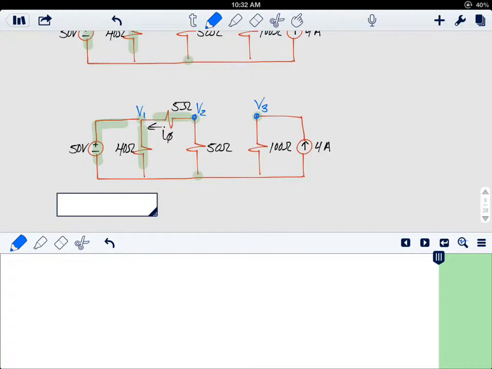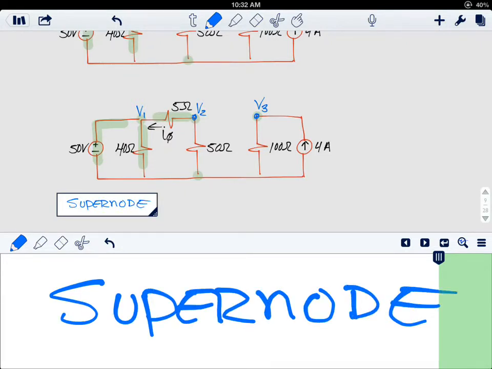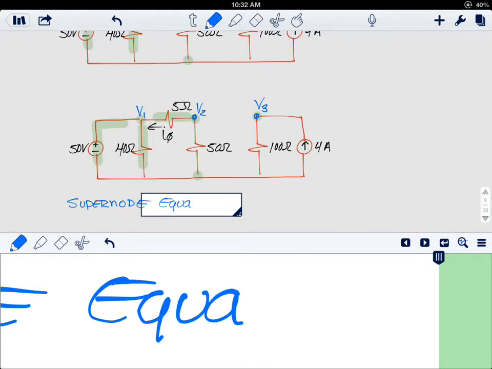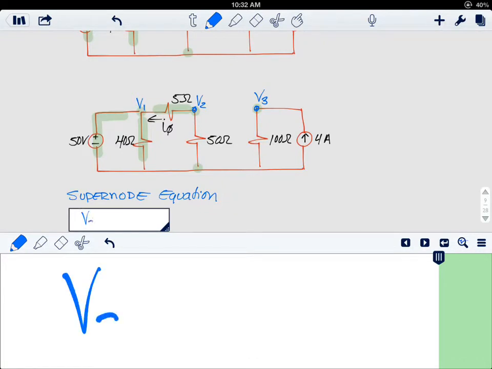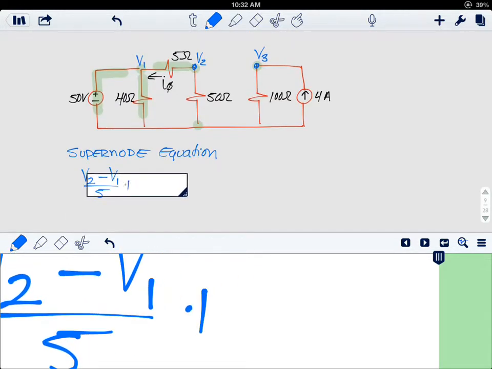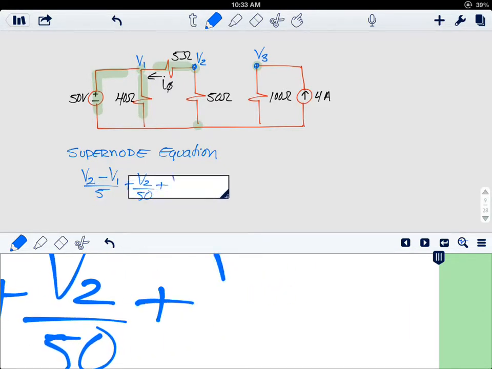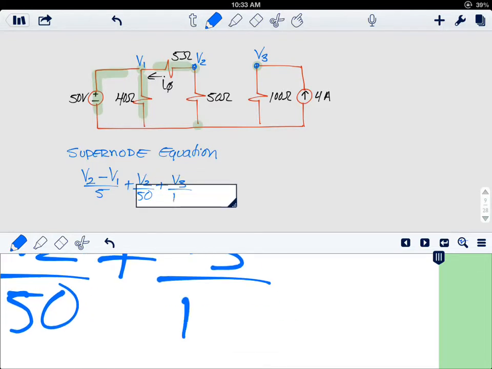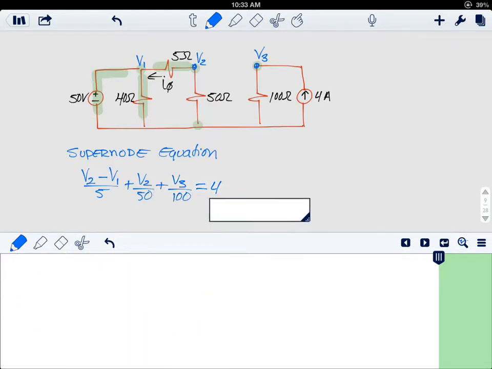So our supernode equation will be equal to the voltage 2 minus voltage 1 over 5, plus voltage 2 over 50, plus voltage 3 over 100, equals 4. That will be our first equation.